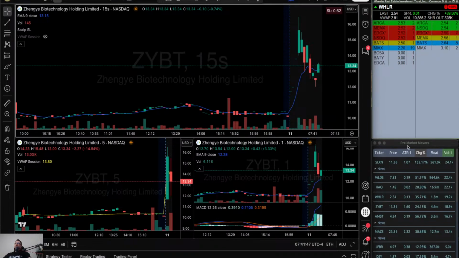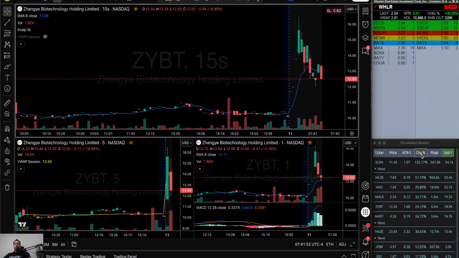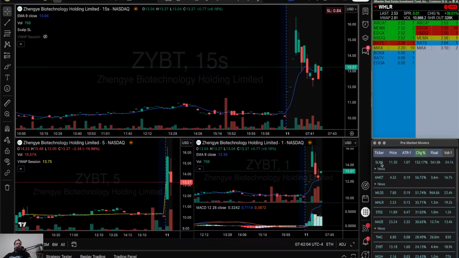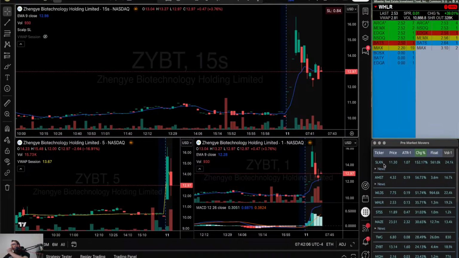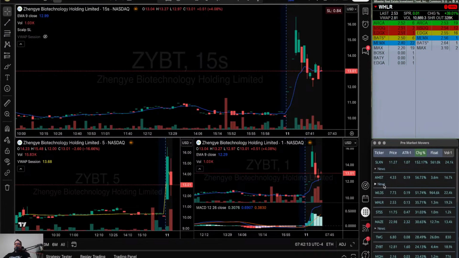Also on the scanner, I like sorting by volume. You can sort by change percent if you want, that's fine. We have SLXN, which is a nut job. We have AMST. Market makers made a killing on that thing. AMST, we have a catalyst. Okay, so that's good.